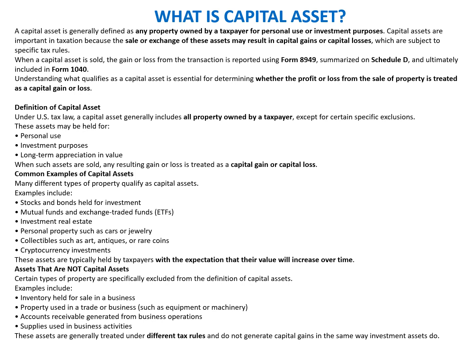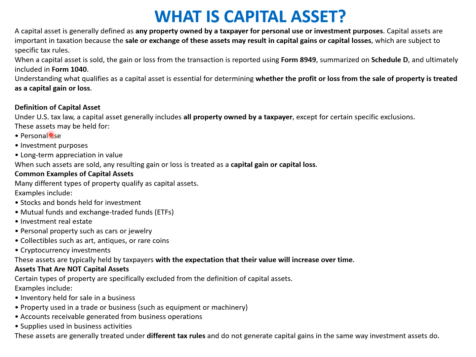Okay, now having understood the concept of capital gain, long-term and short-term capital gain, and the holding period, let's spend some time understanding the concept of the capital asset. A capital asset is any property owned by the taxpayer for personal use or investment purpose. Capital assets are important in taxation because the sale or exchange of these assets may result in a capital gain or a capital loss. Whenever a capital asset is sold, the gain or loss from the transaction is reported in Form 8949, which is summarized in Schedule D, and then the final information is reported in Form 1040.